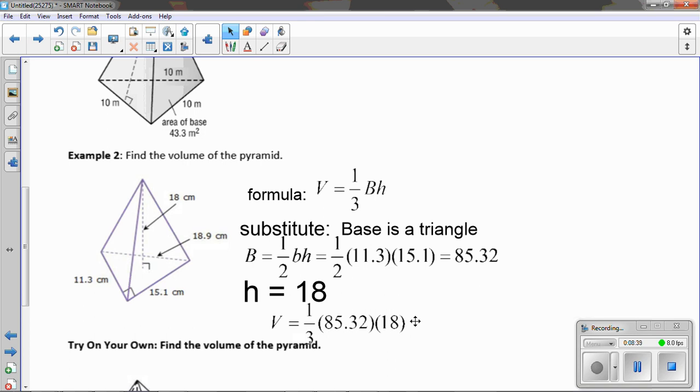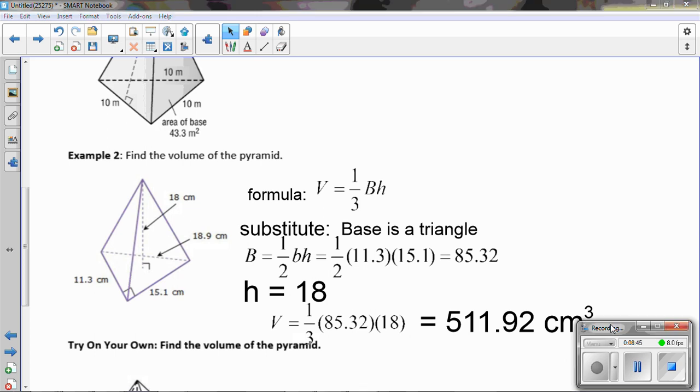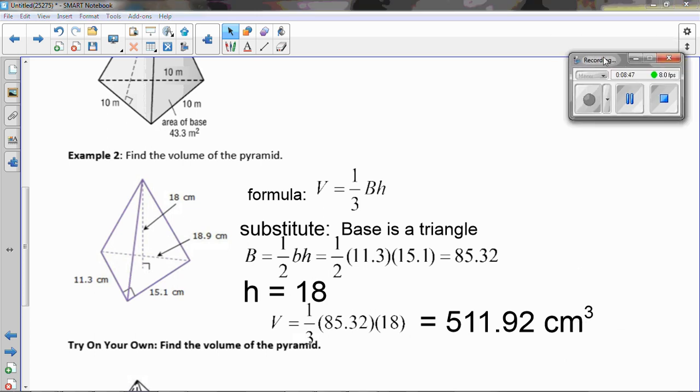So I just go ahead and multiply this all together. I end up getting 511.92 centimeters cubed. That up there.